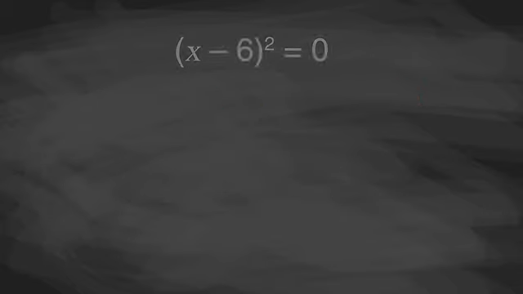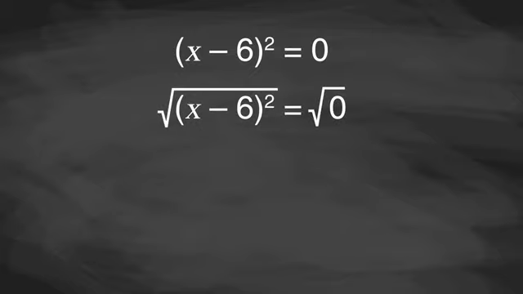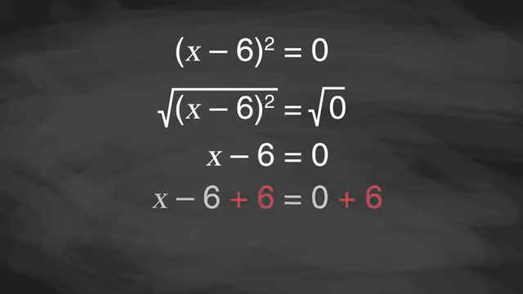Now let's try an example where a constant is squared with the variable x. First, take the square root of both sides of the equation to get rid of the square power. The equation becomes x minus 6 equals 0. Next, use inverse operations to isolate the variable and add 6 to both sides. There is one solution, x equals 6.